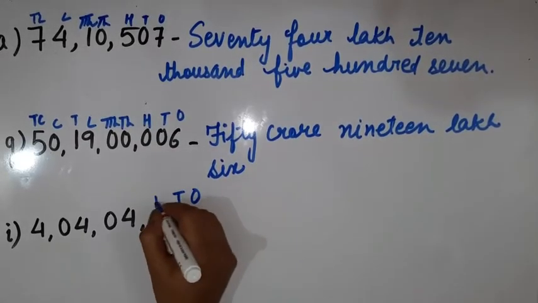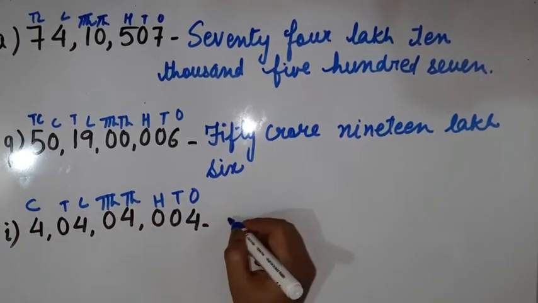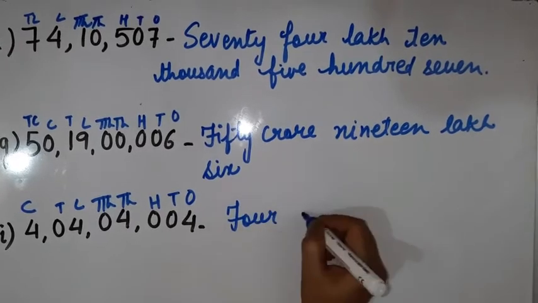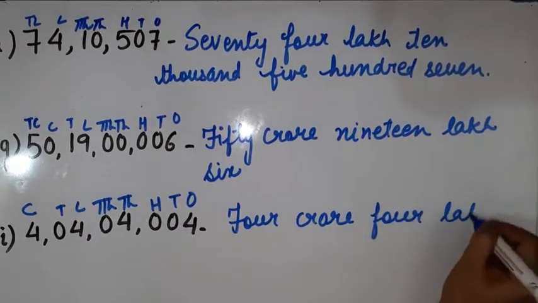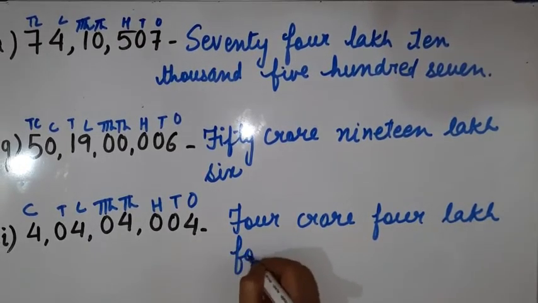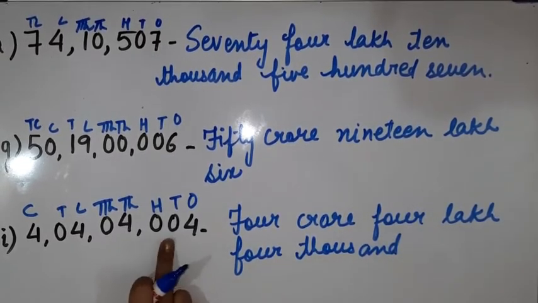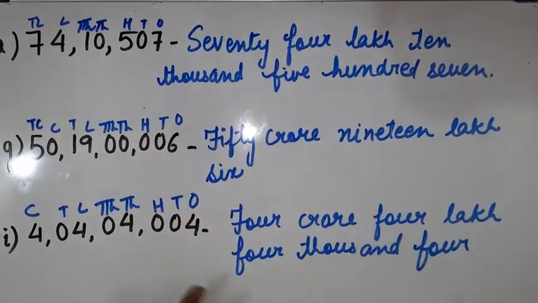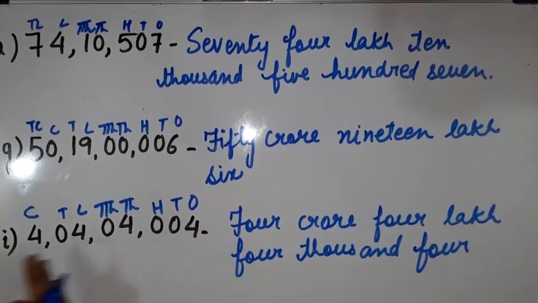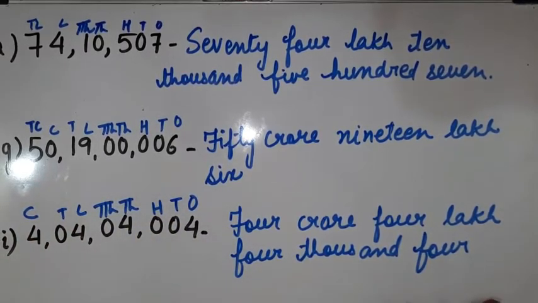Finally ones, tens, hundreds, 1000, 10,000, lakh, 10 lakh and crore. So this will be 4 crore, 4 lakh, 4,000. As we have nothing in hundreds and tens place, we will write 4. So keeping these questions in your mind, you have to do all the other questions exactly like this. First step is you have to write the number, then you have to write the place value, and according to the place value you have to write the spelling, the number name.